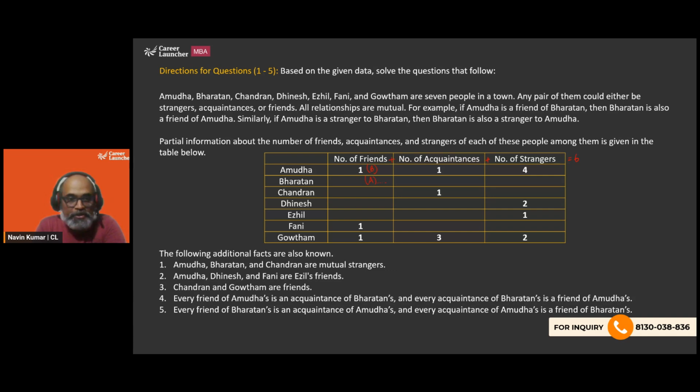Okay. The following additional facts are also known. A, B, and C are mutual strangers. A, D, and F are E's friends. C and G are friends. Every friend of A is an acquaintance of B, and so on and so forth.